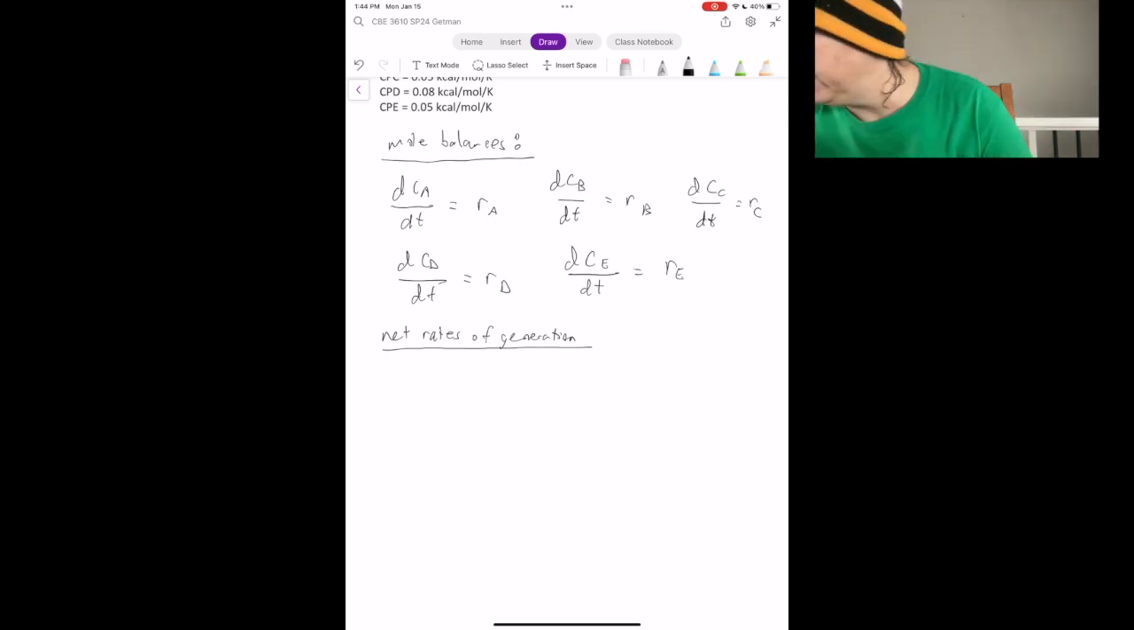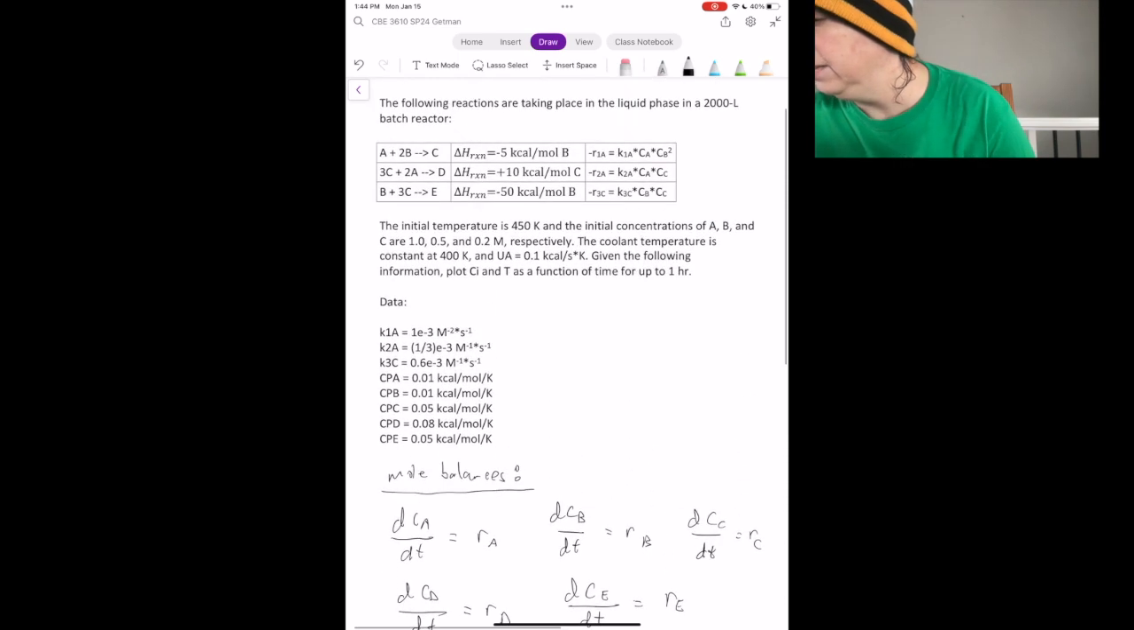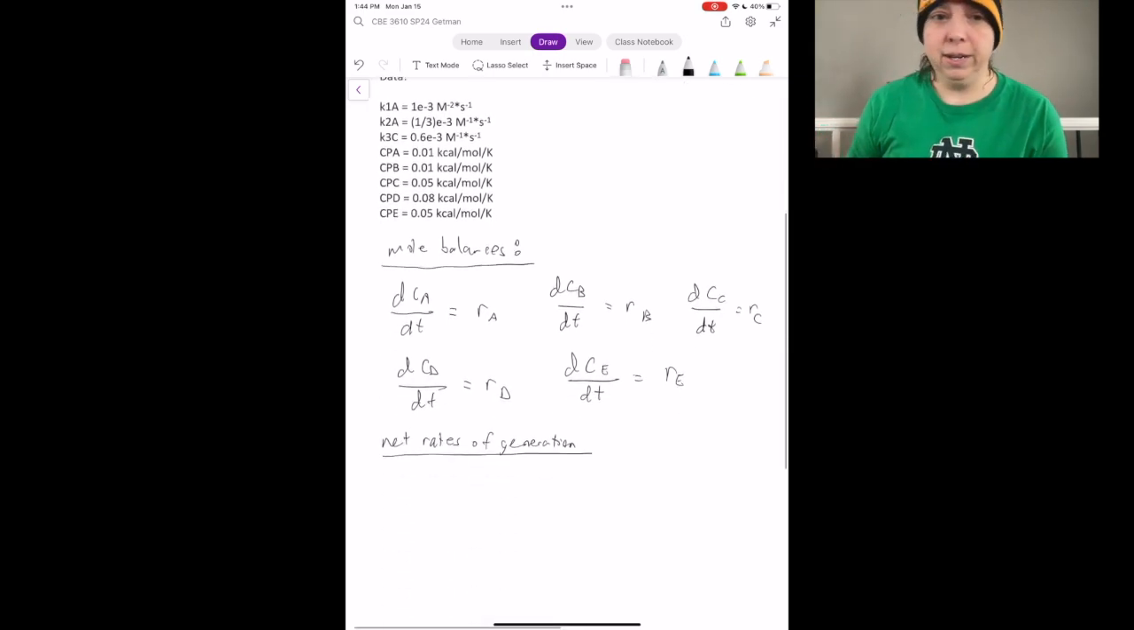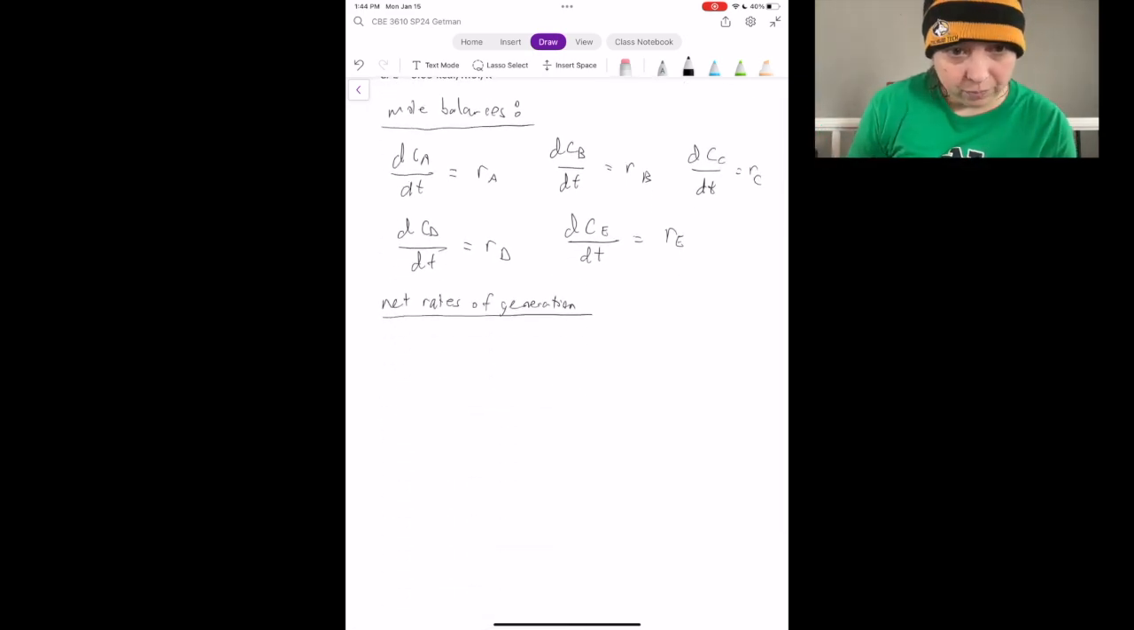So I'm going to go back to my problem statement here and basically look and see which species are involved in each reaction. So species A is involved in reactions 1 and 2. Species B is involved in 1 and 3. Species C is involved in all 3 reactions. And then species D is involved in reaction 2, and species E is involved in reaction 3. So my net rates of generation are going to reflect that.